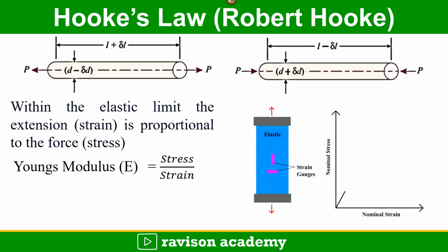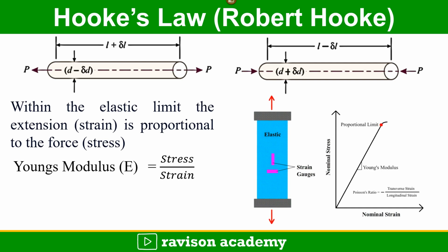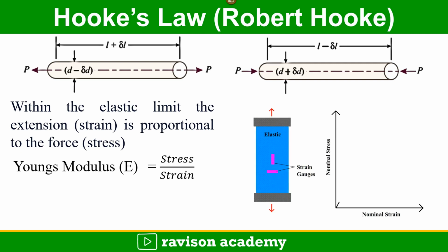So coming to Hooke's law, it is stated by Robert Hooke. When the material is stretched within the elastic limit, the stress is directly proportional to the strain. So Young's modulus is framed here, E is equal to stress by strain, that is within the elastic limit. In the graph you can see, when you apply the force on the object, right, what happens?